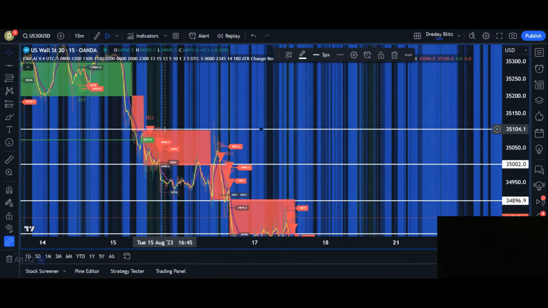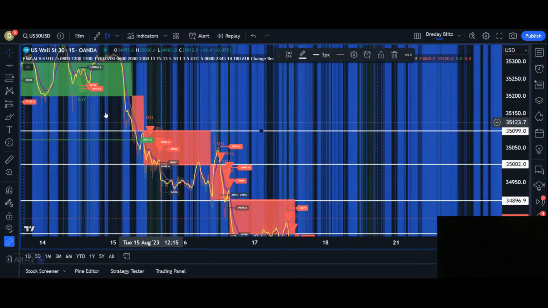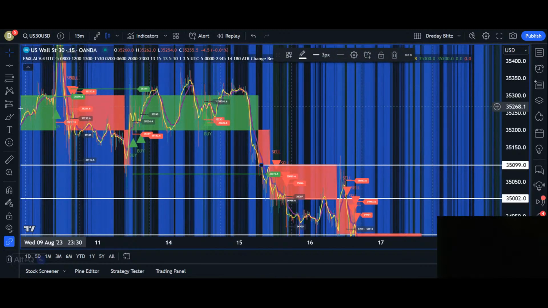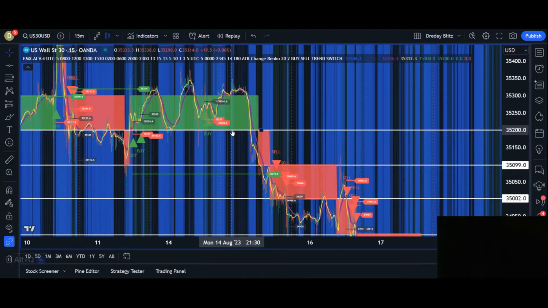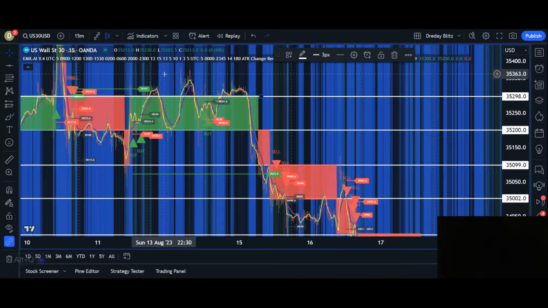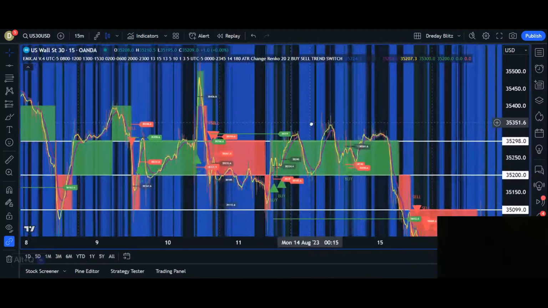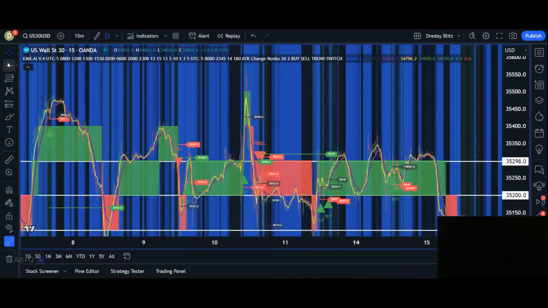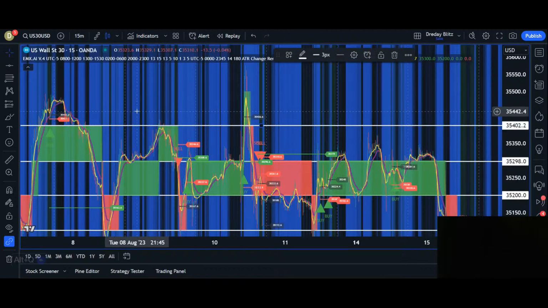So this is a zone. It's another zone. Another zone. That's another zone.